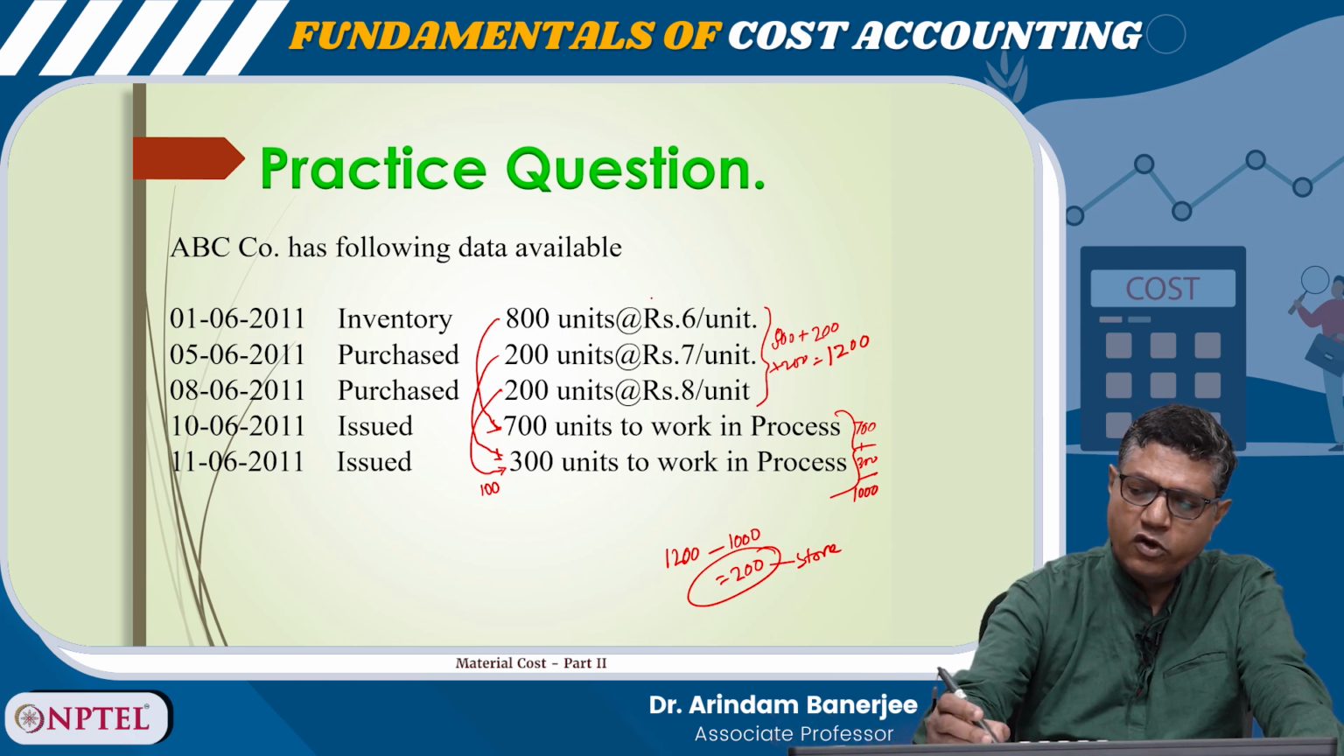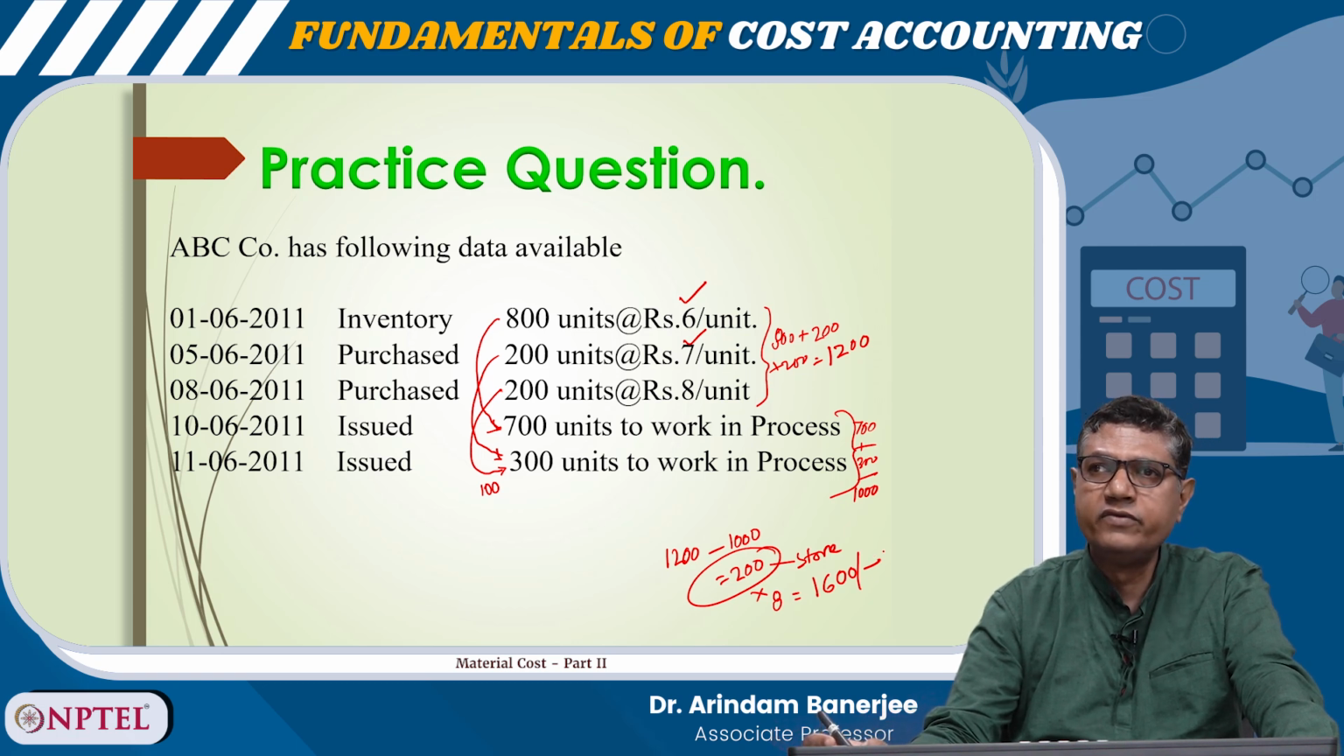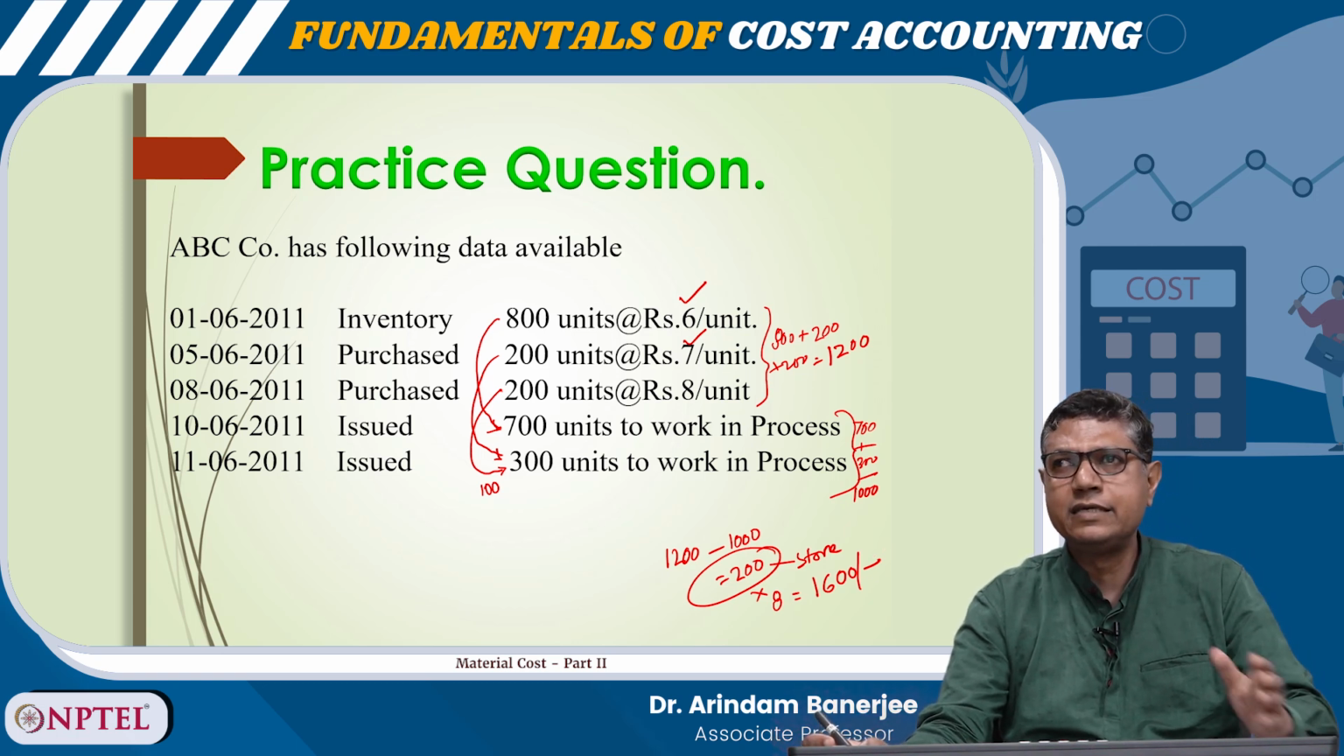And in store, what should be the value of it? Because this has already gone out, this has gone out. So, what is left is at the rate of 8 per unit. So, 200 into 8 is equal to 1600. This should be the value of the closing stock, right? So, that is the idea.